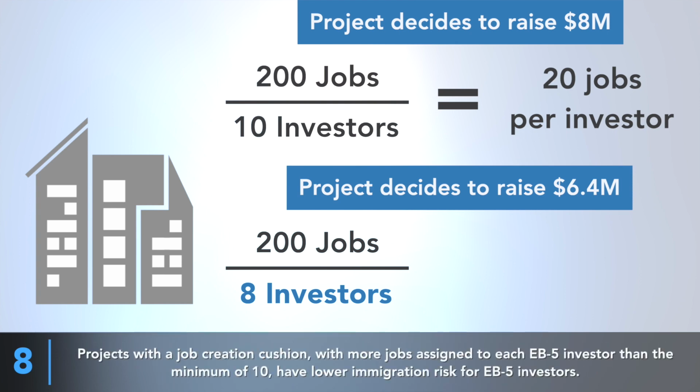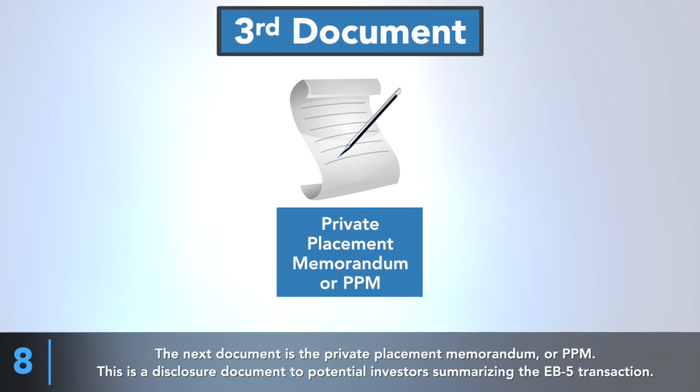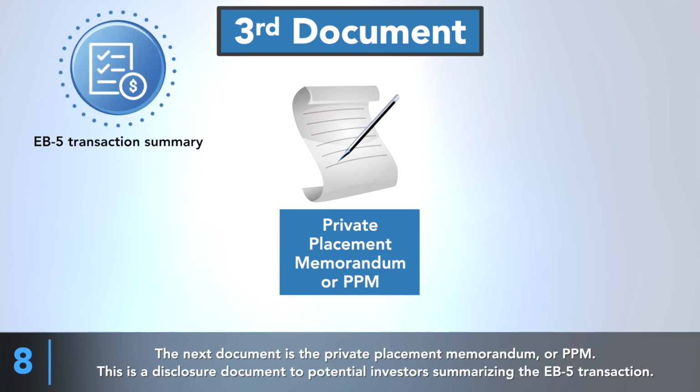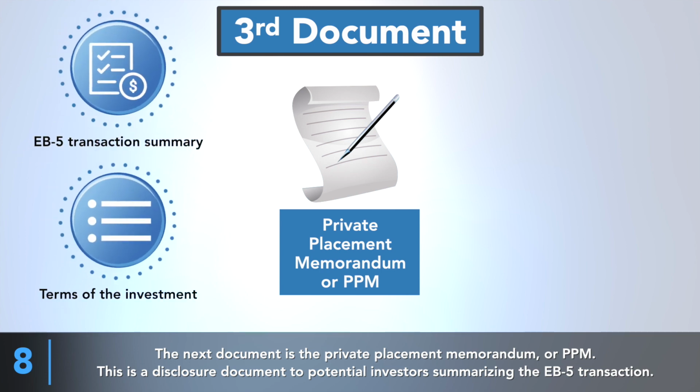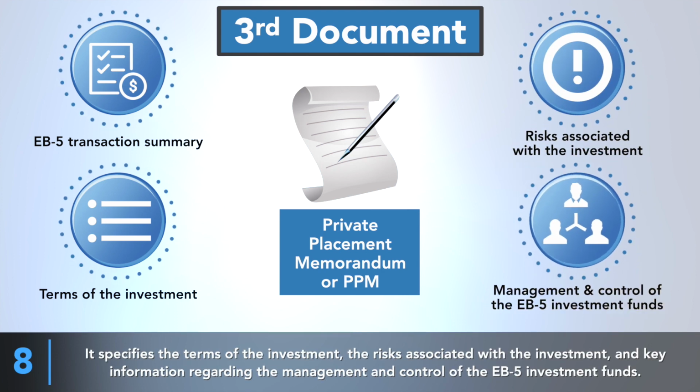Projects with a job creation cushion, with more jobs assigned to each EB-5 investor than the minimum of 10, have lower immigration risk for EB-5 investors. The next document is the Private Placement Memorandum, or PPM. This is a disclosure document to potential investors summarizing the EB-5 transaction. It specifies the terms of the investment, the risks associated with the investment, and key information regarding the management and control of the EB-5 investment funds.